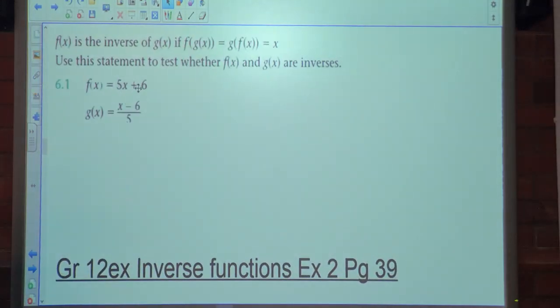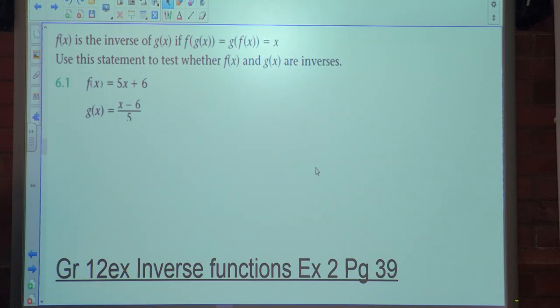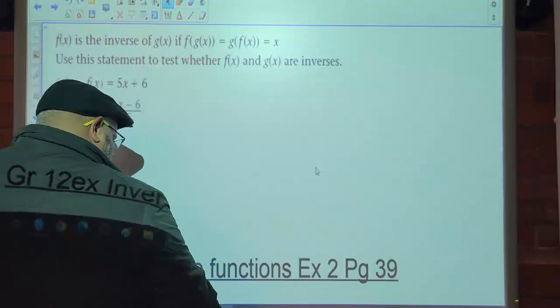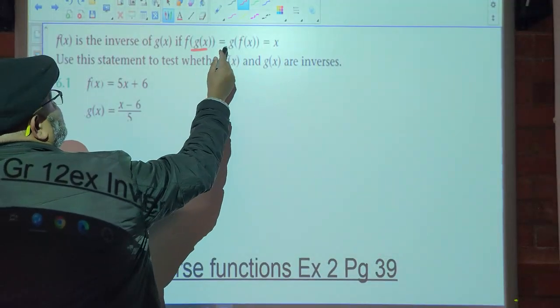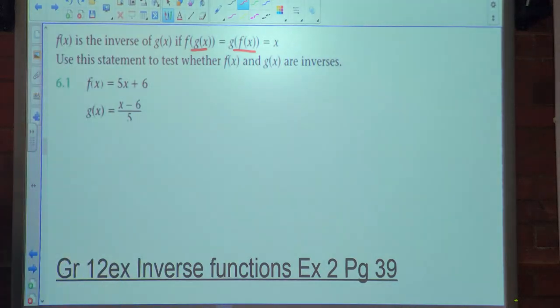Question 6.1. If f of x is the inverse of g, if f of g of x is equal to g of f of x is equal to x, use the statement to test whether f of x and g of x are inverse. This is not part of your curriculum, but I'm going to do it anyway. If you can prove that that is equal to that, is equal to x, you've done the job. You're the inverse function.